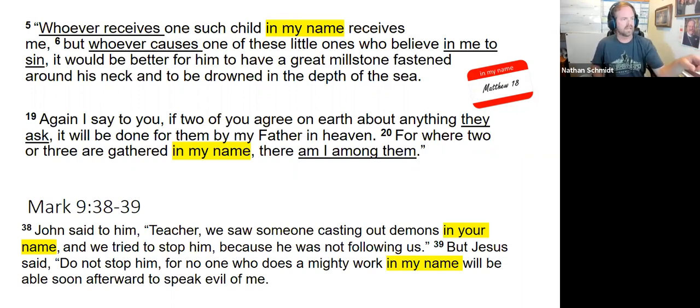And I noticed in Mark, I had a similar scenario where the disciples are saying, "Hey, wait, this person's doing this in your name. He's not one of us." And then understanding what it means that no, he's doing it in my name, don't stop him, this is a good thing. And so recognizing the importance of the name. So go to the last slide.